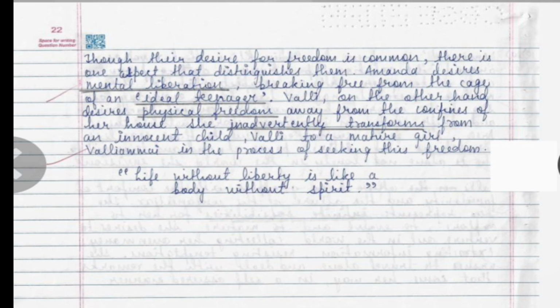At last you can see the quote, life without liberty is like a body without spirit. It's one of the quotes from your book only, right? So, life without liberty is like a body without spirit. That's how you score 6 on 6.